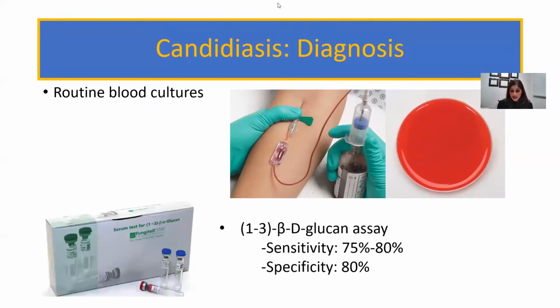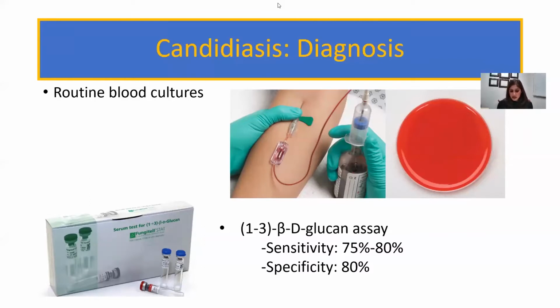Fungitell or 1,3-beta-D-glucan assay can be an important adjunct as far as diagnosis of invasive candidiasis. 1,3-beta-D-glucan is a component of the fungal cell wall. This test can be positive in candidiasis, but it's not specific to candidiasis. It can also be positive in invasive aspergillosis, pneumocystis, as well as histoplasmosis and some of the other dimorphic fungal infections.